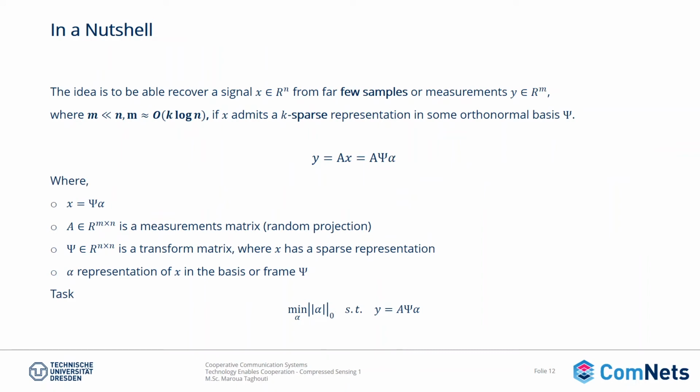So before moving forward, I would like to summarize in a nutshell what we want to do when we have a problem that seems to be a compressed sensing problem. Here we want to recover a signal x of size n from far fewer samples or measurements of size m, where m is really small, and it could be approximated by O(k log n), if x actually admits a k-sparse representation in some orthonormal basis psi.